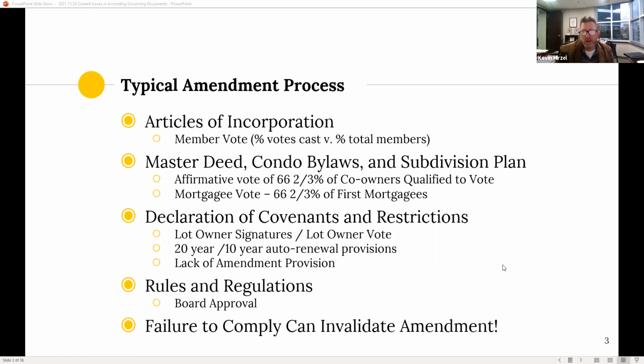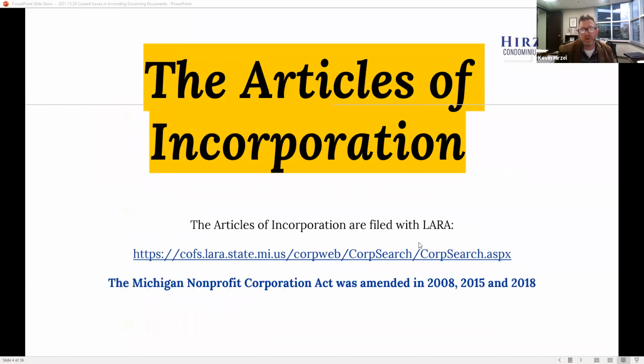And then lastly, rules and regulations adopted by the board. That deals with means by the board of directors to implement or interpret existing restrictions. I'll get to that a little bit later on, but as you go through the amendment process, rules and regulations really should not be used to impose new restrictions or new obligations. So that's kind of the background and the setting for the different types of documents that we're looking at when we go through the amendment process.